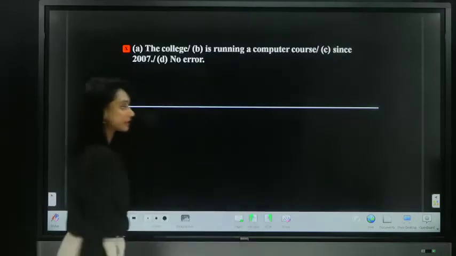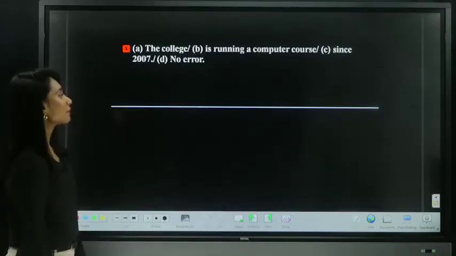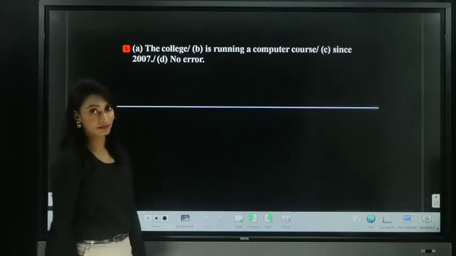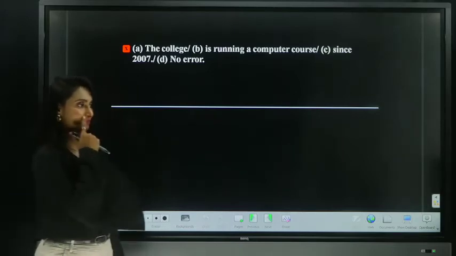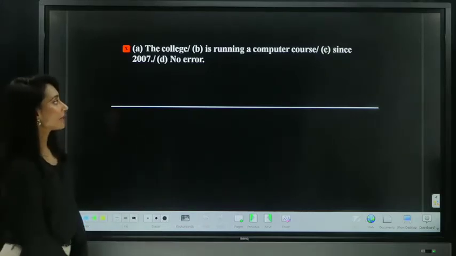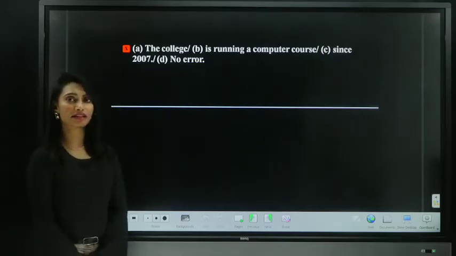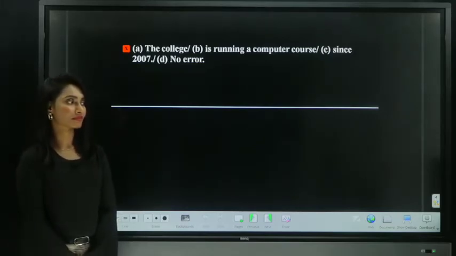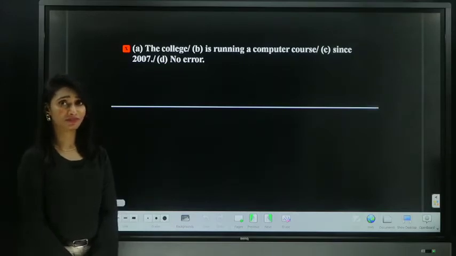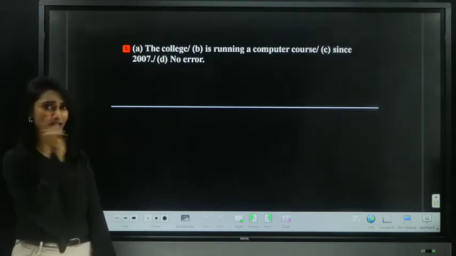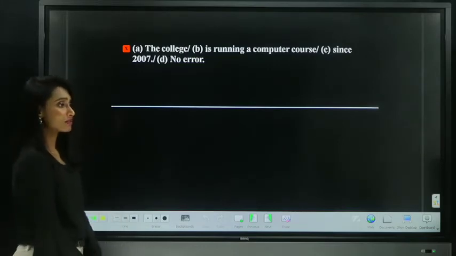Now look at the next one, guys. The college is running a computer course since 2007. Quick, guys. So time indicators. All you have to catch is time indicators. And based on time indicators, you have to correct the sentence. So very clearly, we have been given a time indicator, and we hold on to that to correct the sentence.